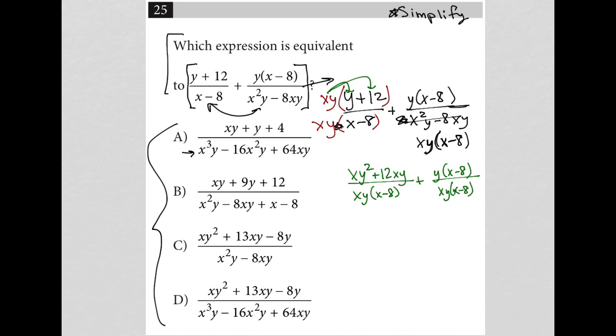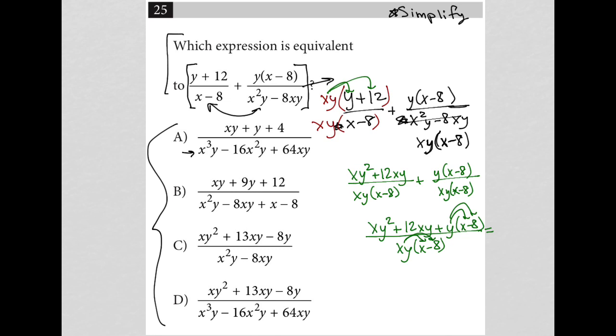So in combining these two things together now, my numerators would come together and I'd have xy squared plus 12xy plus y times x minus 8, all over xy times x minus 8. So again, based upon my initial observation, this is probably a little too simplified. So I need to do some distribution and combining terms and things like that. So I'm going to distribute this y across here. I'll distribute this xy across there, and that should help us find the correct answer here, because none of our answer choices are really simplified.